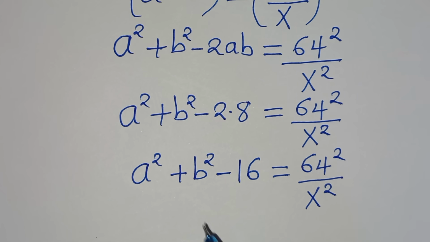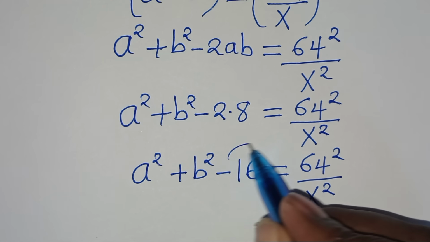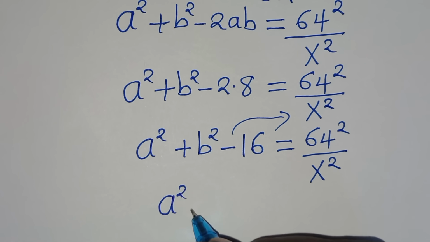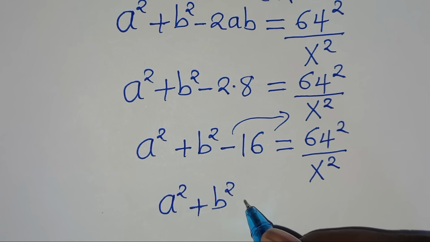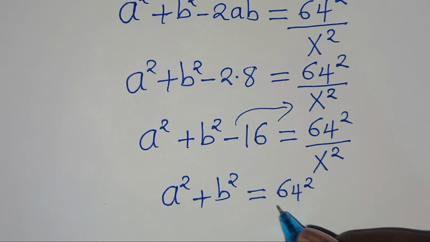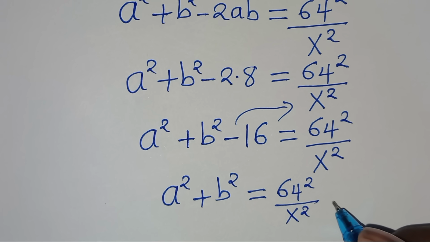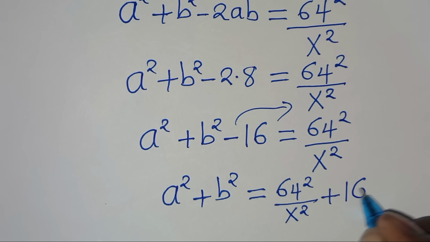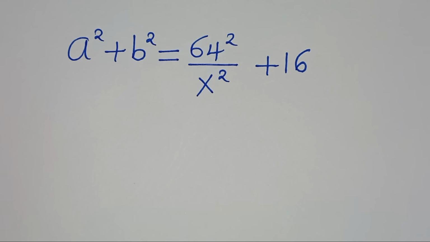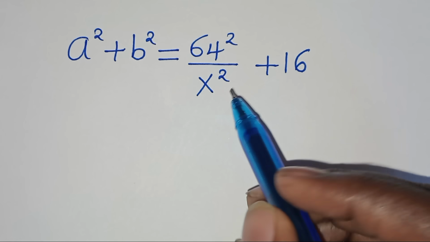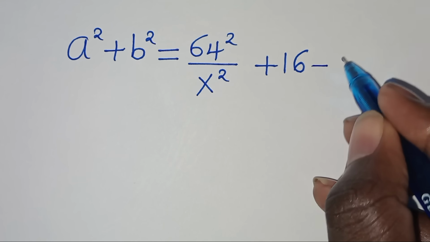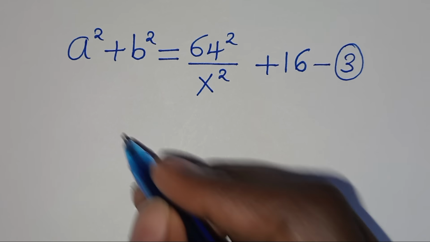Now the next step is, let's take negative 16 to the right hand side, so that now we have a squared plus b squared. This is equal to 64 raised to the power of 2 divided by x to the power of 2, then plus 16. Now we have a squared plus b squared. This is equal to 64 squared over x squared plus 16. Let's call this equation 3.